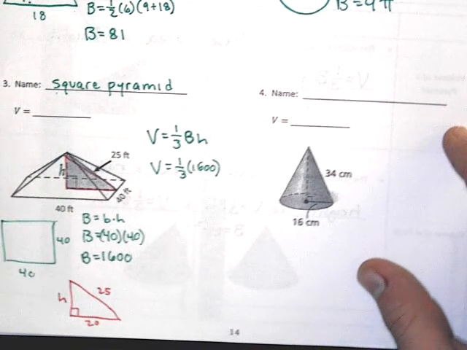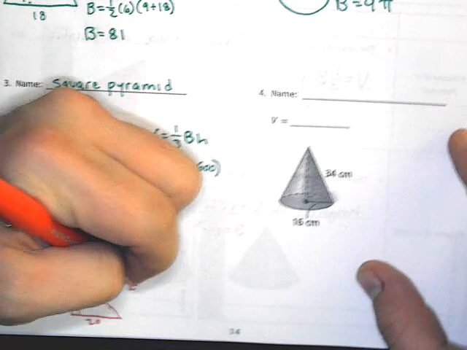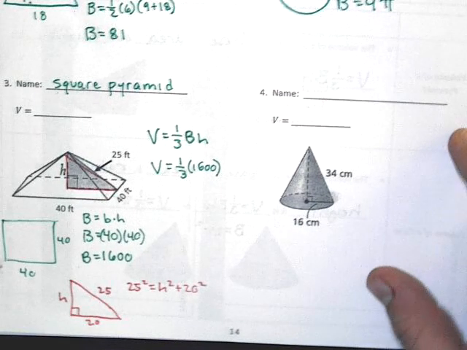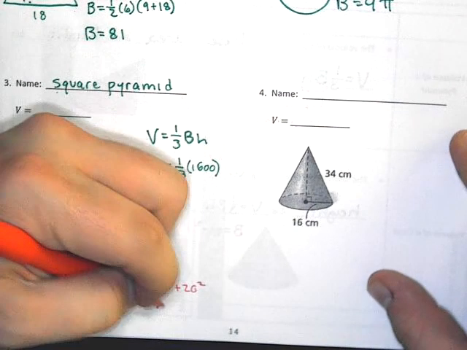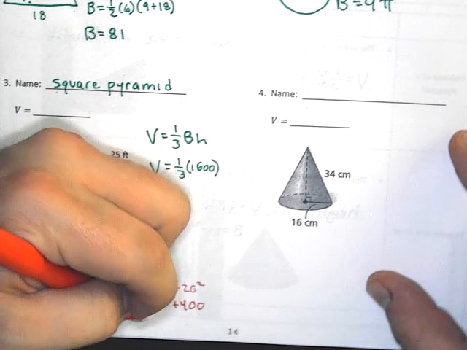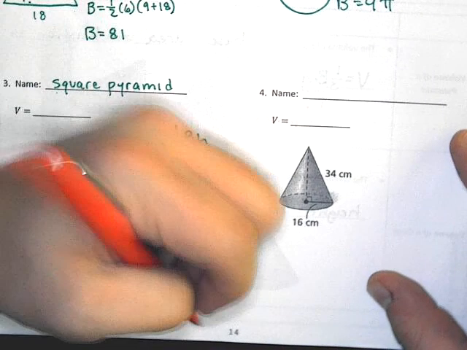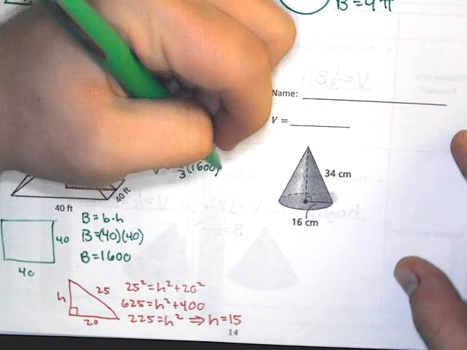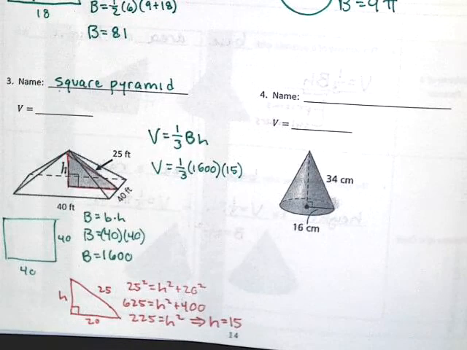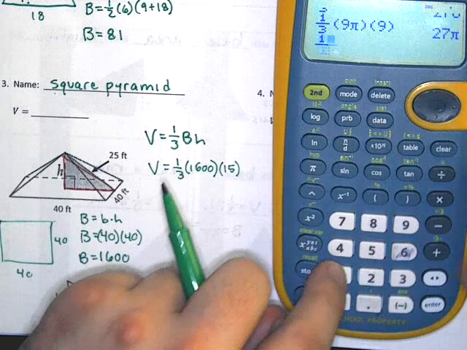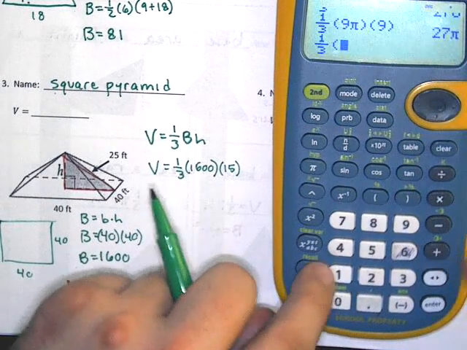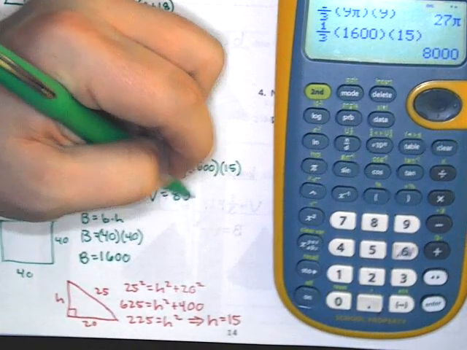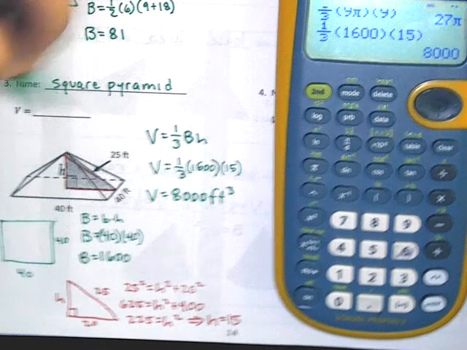Now we have two sides of a right triangle. Hopefully I don't need to explain what I'm doing now. Pythagorean theorem. 625 equals h squared plus 400. 225 equals h squared. H equals 15. Now I know what to put in for the height of my pyramid. And I go directly to the calculator. 1/3, 1600, 15, boom, 8,000 feet cubed. And I'm done.